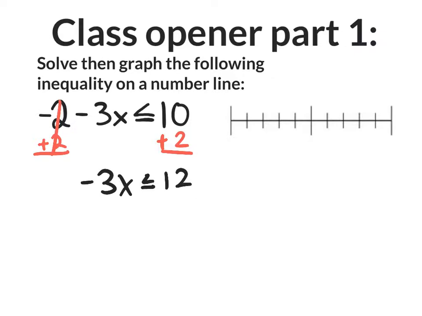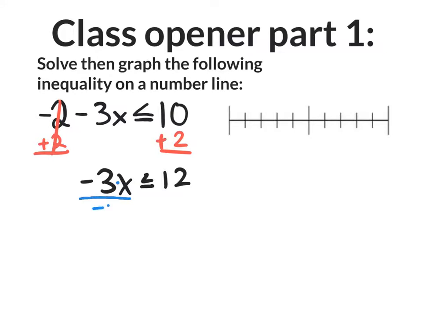For my final step, what do I do? What do we do for the final step? Right here it says divide by negative 3. That's right. It says negative 3 times x, so to get rid of the multiplication of negative 3, you're going to divide by negative 3. What you do to one side, you do to the other.